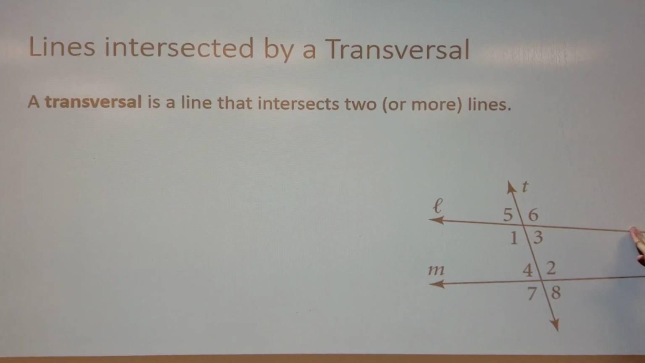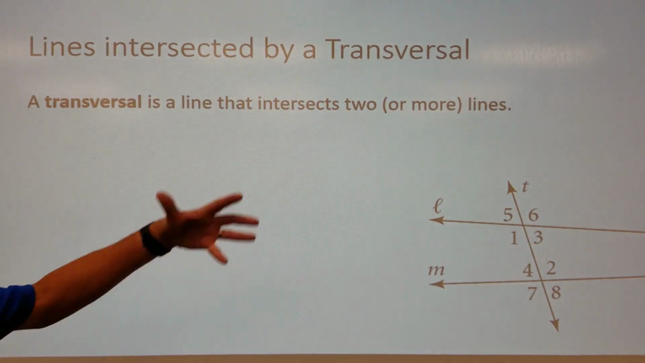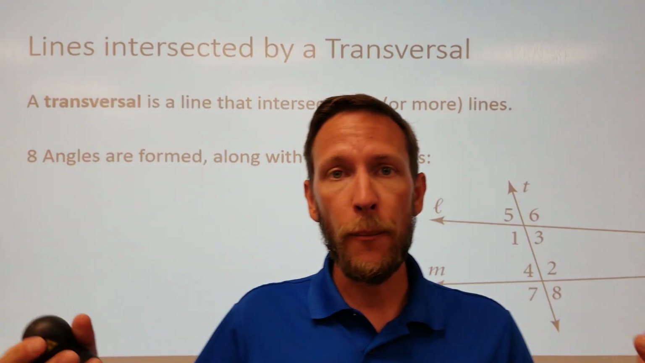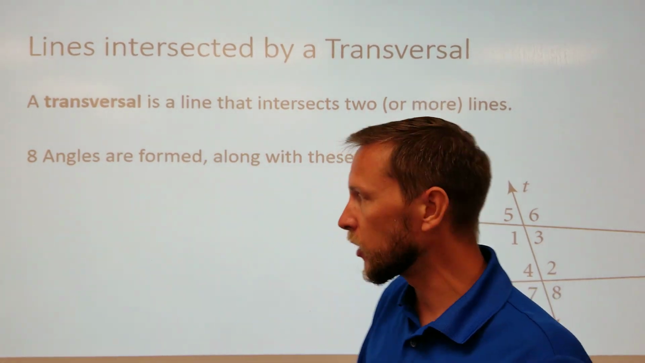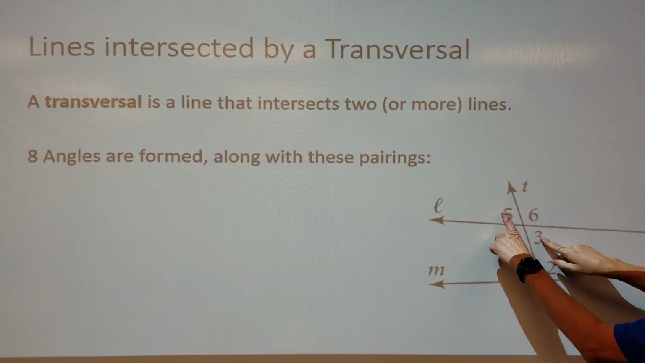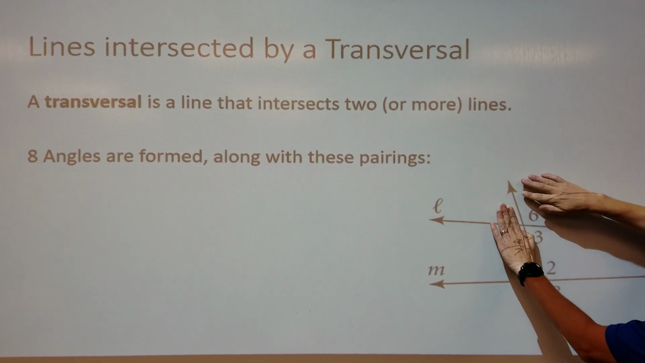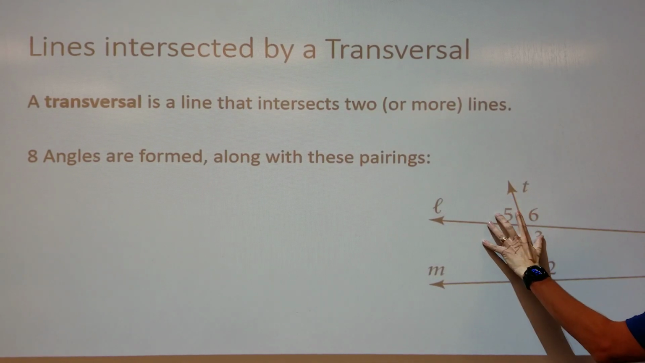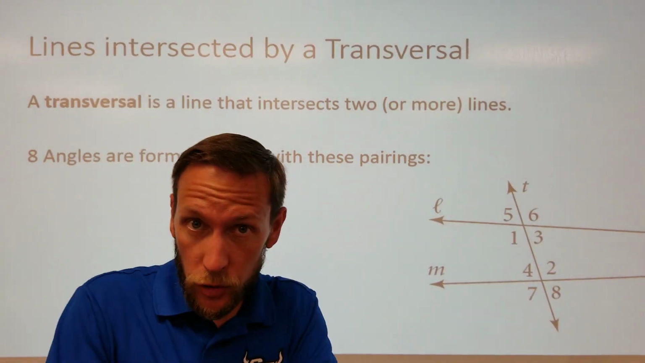So here I have line L, line M, and then here goes line T, our transversal in this case. And this forms 8 angles. And of those 8 angles, we have special angle pairs. Now think back to one of our later lessons from the previous unit. We talked about vertical angles being congruent. We talked about adjacent angles in a linear pair are supplementary. And so we have some special angle pairs based on content and understanding from the last unit. That's going to be useful here.